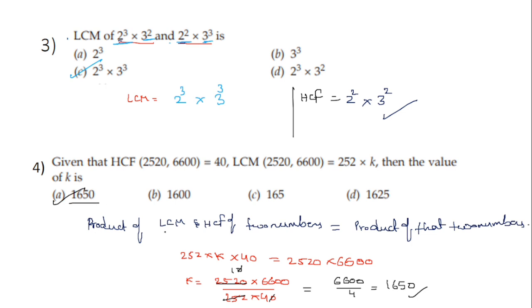Do you understand? The product of LCM and HCF of two numbers is equal to the product of those two numbers. So here LCM is given as 252 into K and HCF is 40, and that is equal to the product of the two numbers, 2520 into 6600. Since 252 and 40 are multiplied, if you send them to that side, they get divided. So 2520 by 252 is 10 times. 0 cancels, 10 by 40 is 4 times. So I am left with 6600 by 4. It is 1650. Okay, let's move on to the next.